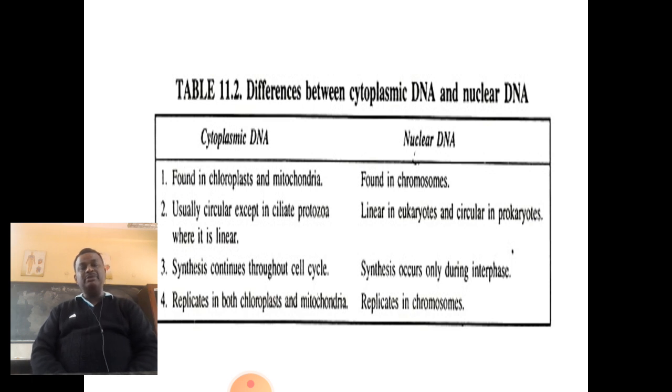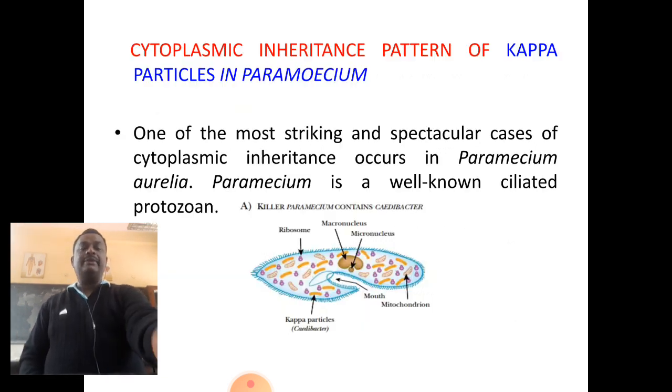The fourth important difference is the replication site. We know replication of the DNA occurs in the organelles of chloroplast and mitochondria corresponding to the cytoplasmic DNA, but the nuclear DNA will replicate in the chromosomal structures. So, these are the major differences between cytoplasmic DNA and nuclear DNA.